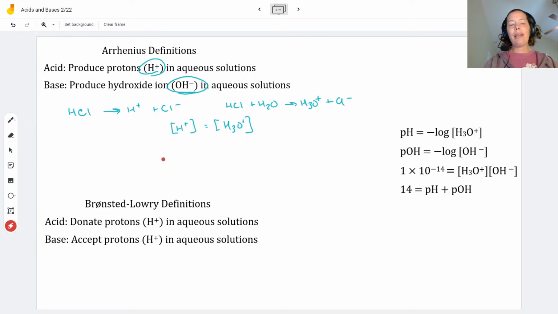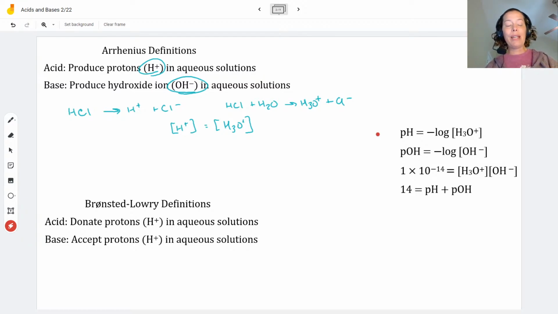The reason why I tend to quibble with H plus, although it does make things simpler and easier, which is fine, is H plus does not exist in aqueous solutions. That proton will always attach itself to a water molecule, or to something else if you've got something else in solution. But in terms of hydrochloric acid in aqueous solutions, it's always going to be attached to a water. So this is the more accurate equation if you're talking about being accurate chemically. Okay, so that's an acid. It produces protons, or hydronium ion, in aqueous solution.